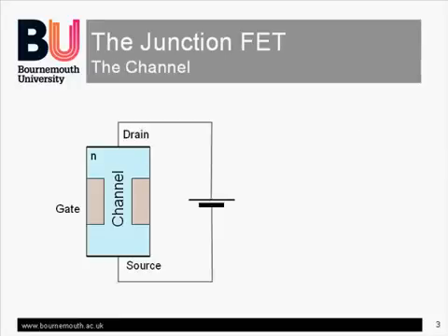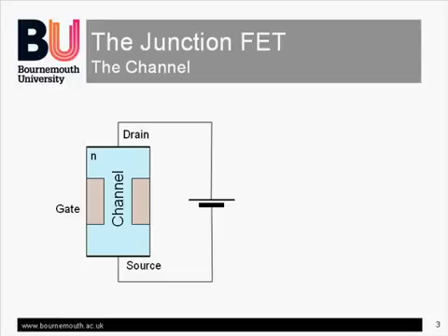JFETs, or junction field effect transistors, come in P and N channel varieties. Let's start with the N channel device. The channel is simply a block of N-type semiconductor with a source terminal at one end and a drain terminal at the other.